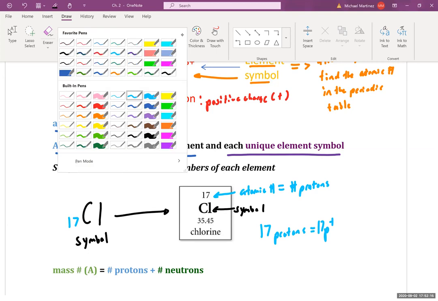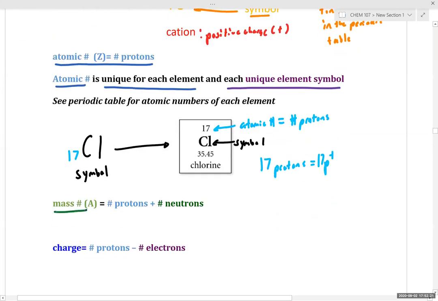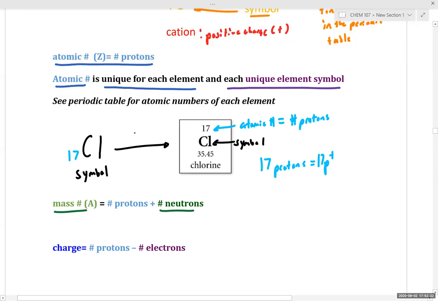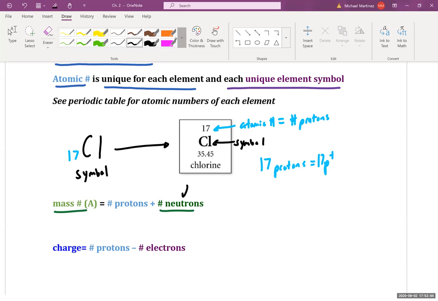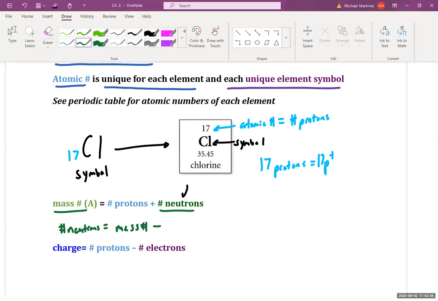So let's look at the next term, which is the mass number. The mass number represents the number of protons plus the number of neutrons. Now we can rearrange this, because often in isotope notation we want to count the number of subatomic particles. So we can also rearrange this equation and solve for our number of neutrons. And that gives us the number of neutrons is equal to the mass number minus the number of protons.